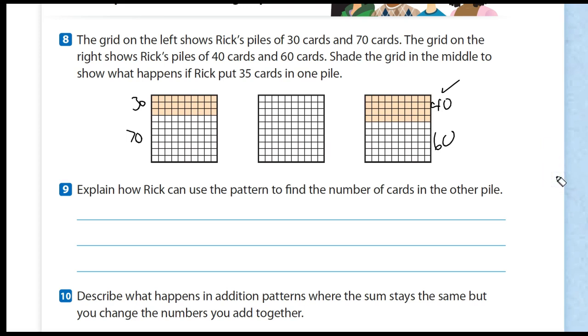So 35 cards. So how many squares am I going to shade in? 35, right? I could shade one at a time, but that would take me forever. How many rows would I need to shade? 3, because that would be 30, right? 3. However, do I need to shade the whole row, the next row? How many do I only need to shade in? 5. 1, 2, 3, 4. This up a little bit. Use my eraser.